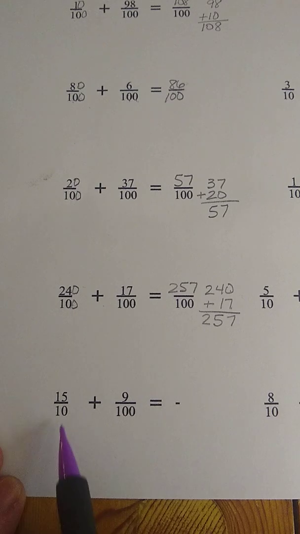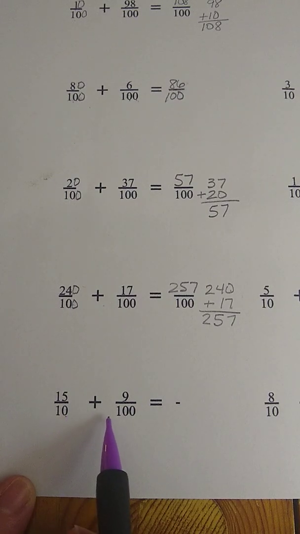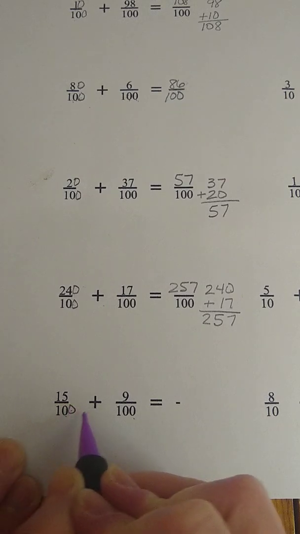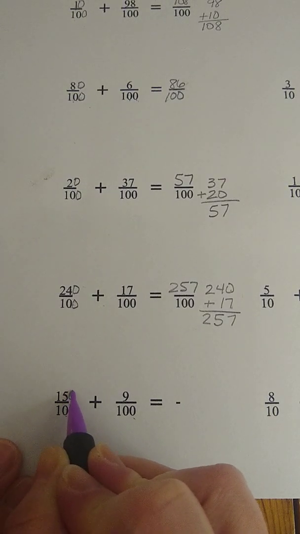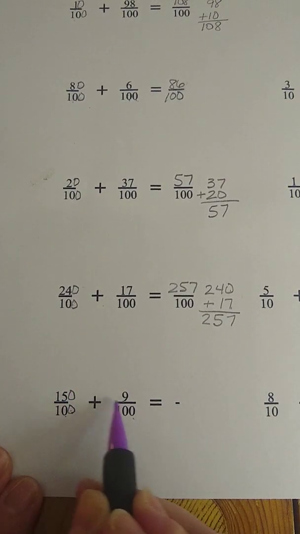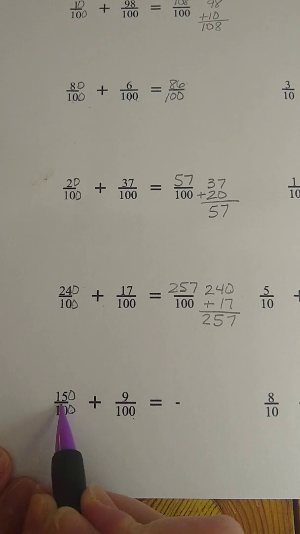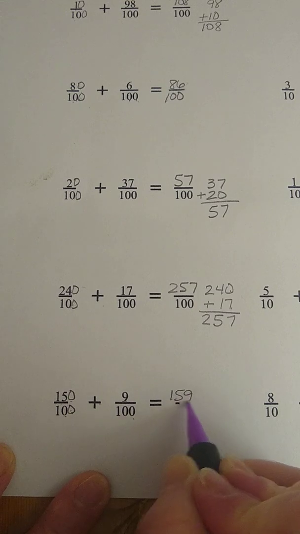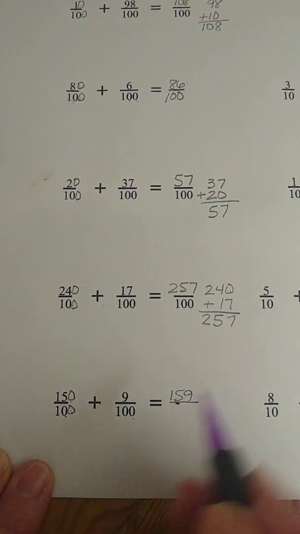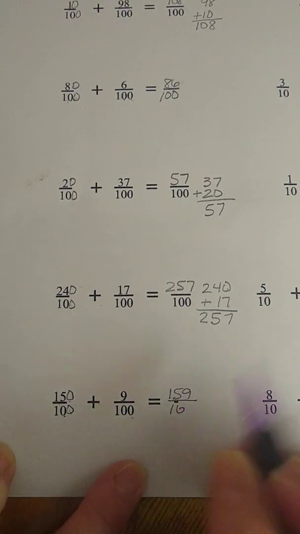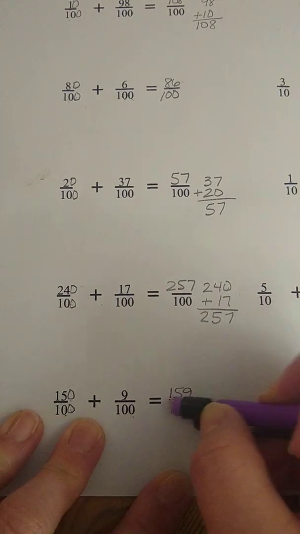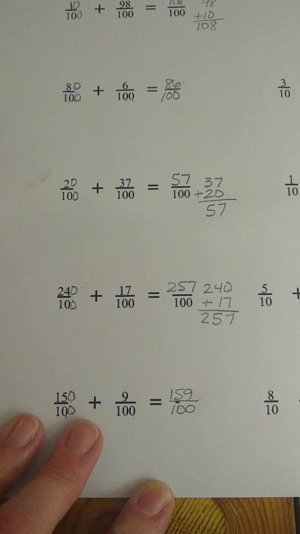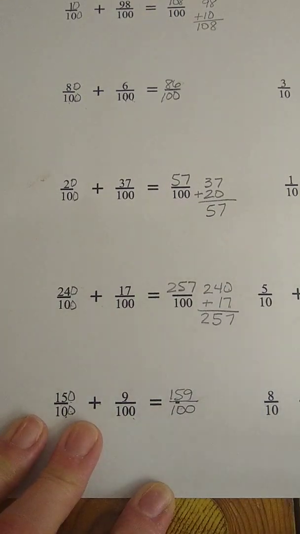Okay, moving on. So 10 times 10 equals 100. So we would multiply this by 10, denominator by 10, and numerator by 10. This one I think most of you can do in your head. So 150 plus 9, 159 over, and again, the hundredths stays the same when you're adding. Sorry, that got stuck and it looks like a 6. Okay, so 159 over 100.